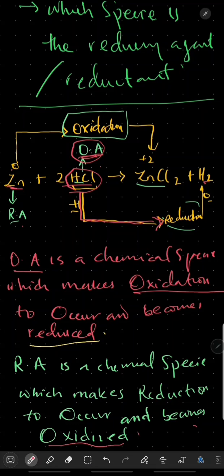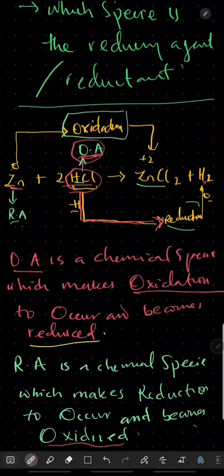If a substance passes through the oxidation process, it is said to be oxidized. I hope it's clear to you. So from here, let's look at the interchange of names. The most important thing to notice is that an oxidizing agent is a chemical species that makes oxidation occur.